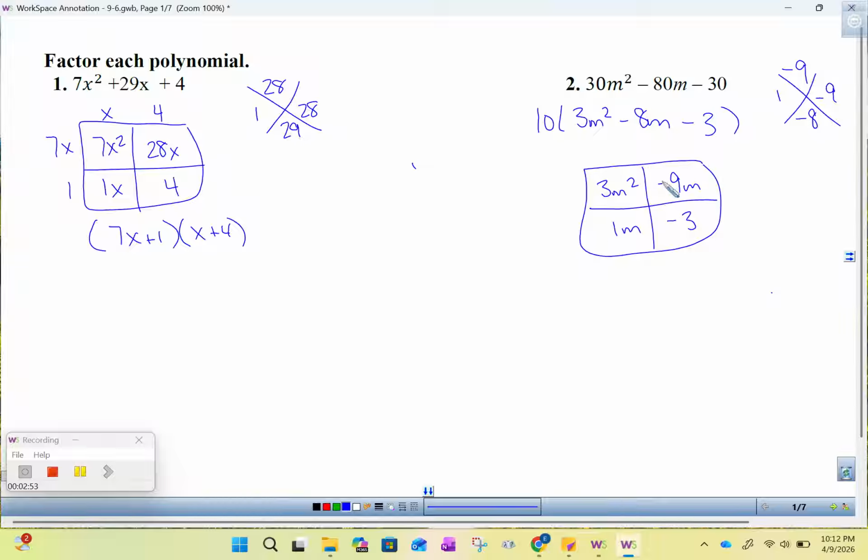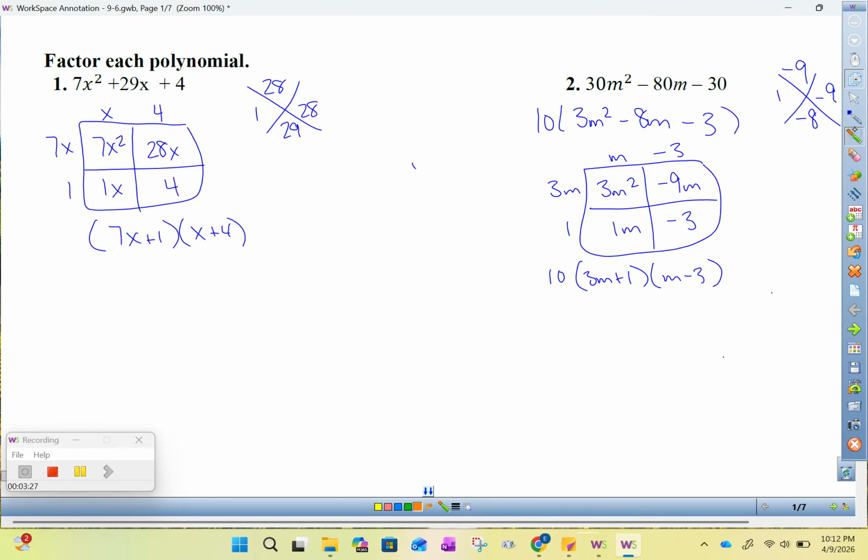Okay. First row, looks like there's a 3m I can take out. 3m times m gets me to 3m squared. 3m times negative 3 gets me negative 9m. And then m times 1 gets me to 1m. Regrouping, I've got the 10 out front still, then 3m plus 1, and m minus 3. Remember, checking these is a good idea. 3m times m should get me to this first term, and then the last term times the last term should get me here, with that 10 still coming along for the ride.